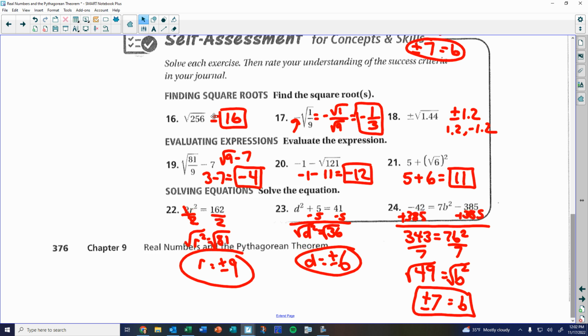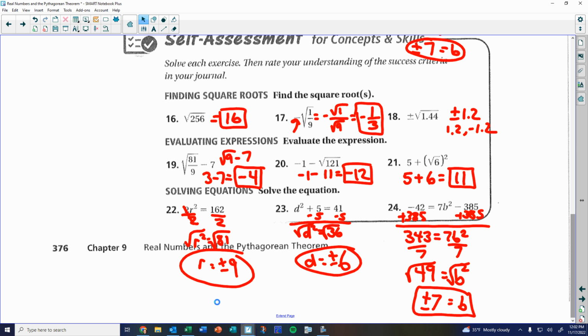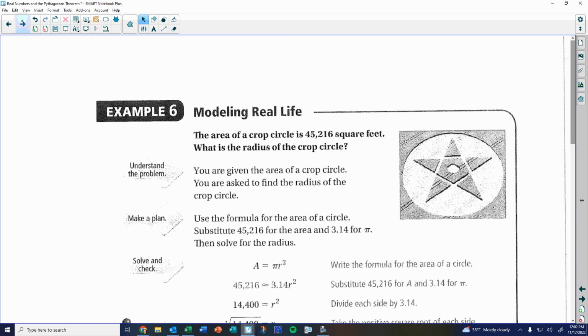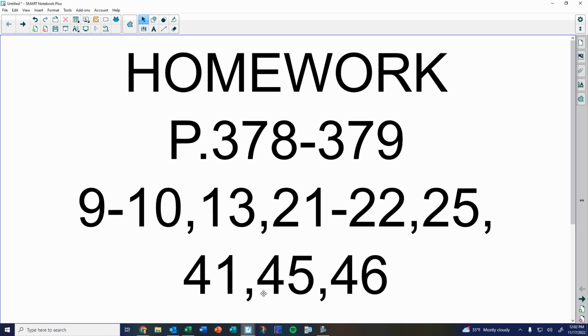All right? So, after you finish the self-assessment, for the rest of the hour, let me bring this up. Got some homework problems. Now, let me go back here real quick. So, homework problems start, I believe, on 378, which is right here. It says practice. At the bottom of your page there is 378. These are the 9 problems that we're going to check tomorrow. 9 and 10, 13, 21 and 22, 25, 41, 45, and 46. Okay? 9 problems.